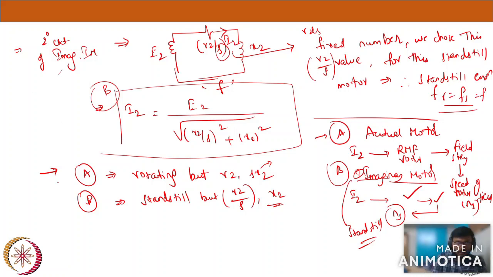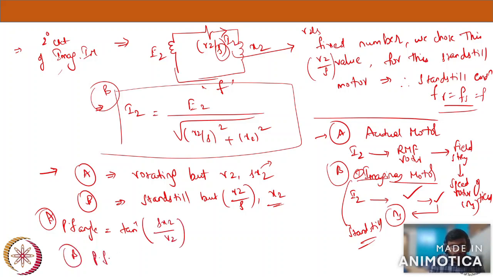So if you see the power factor angle, that is nothing but tan inverse of the imaginary component by the real component. In the first case, case A, the power factor angle is tan inverse of Sx2 by R2, and for case B, the power factor angle is equal to tan inverse of x2 divided by R2 by S. In both conditions you have the same power factor angle. You can see that. So now my stator will react in the same way in both cases, because both are drawing a current of I2.